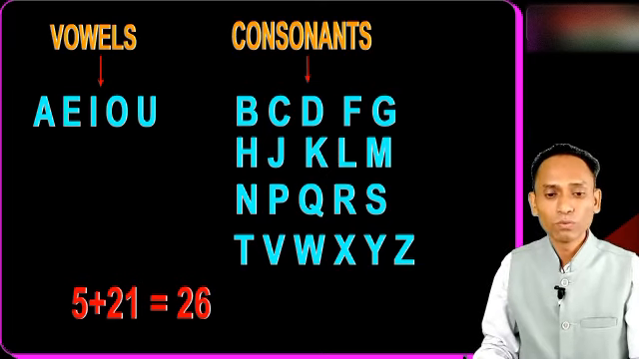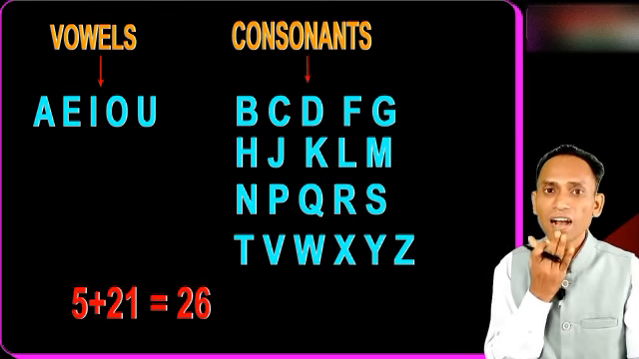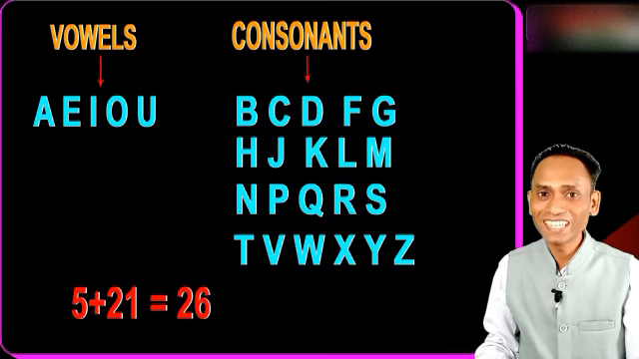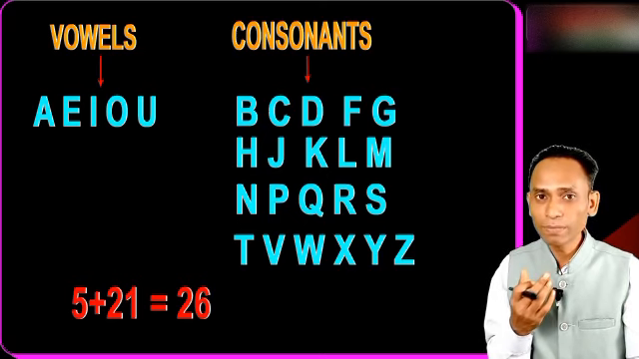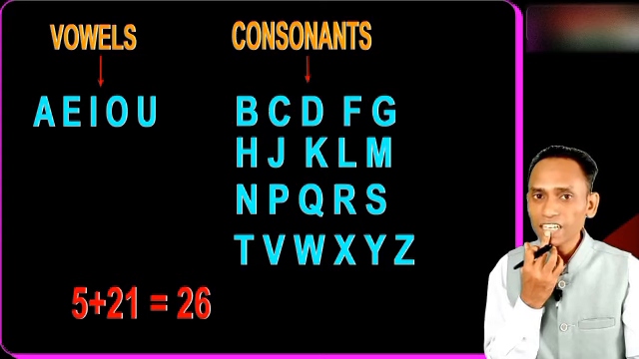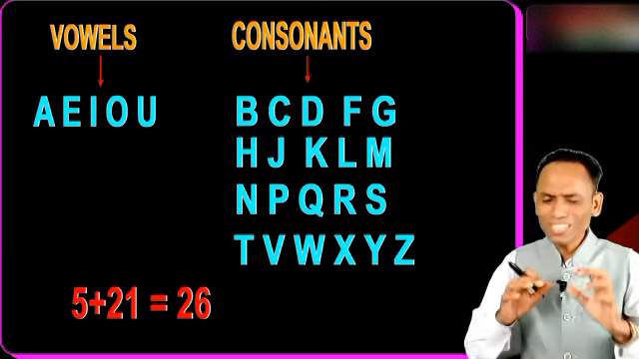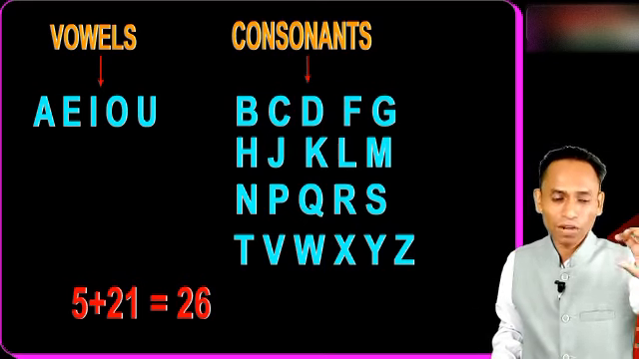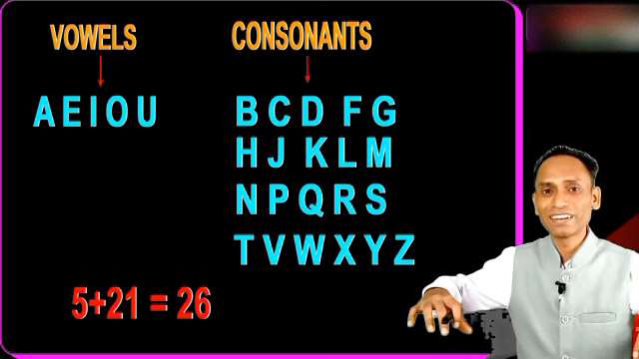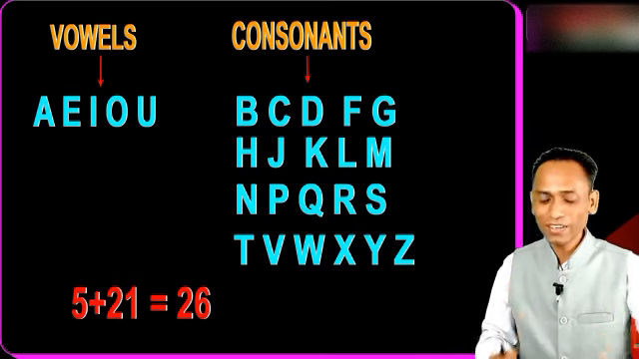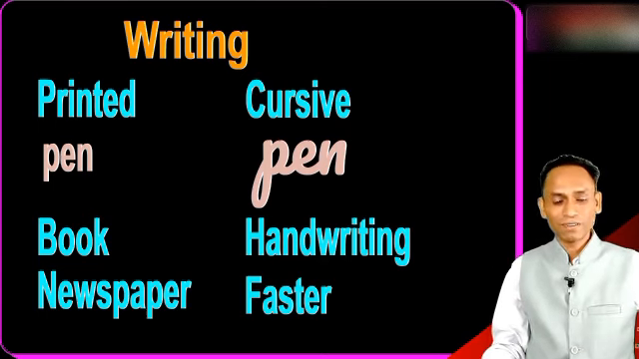So here, when you say SH, the tongue touches the upper palate. When you pronounce D, how does it happen? The tip of the tongue touches the ridge to block the air, block the sound, right? So this is the major difference. Vowels don't block the sound or air. Consonants block the air. That's the major difference. Clear? Okay, great. Now let's move to the next point.